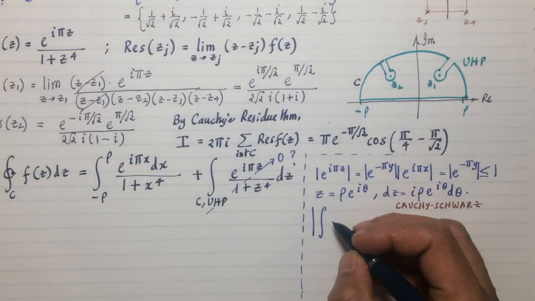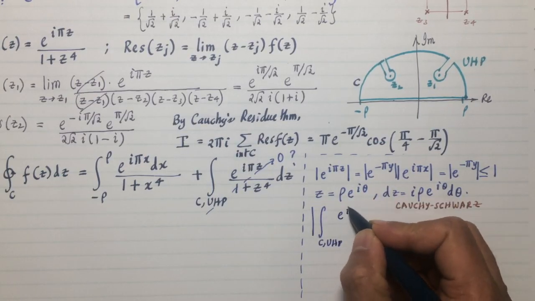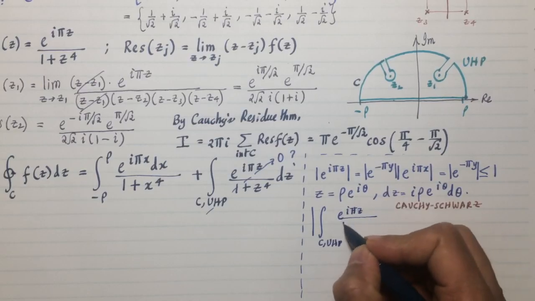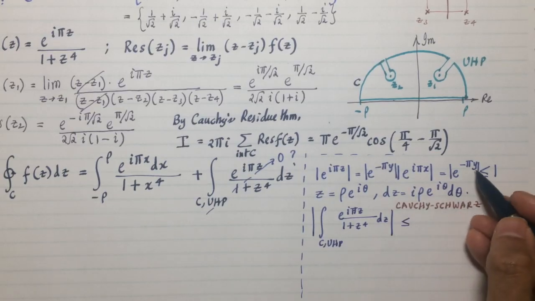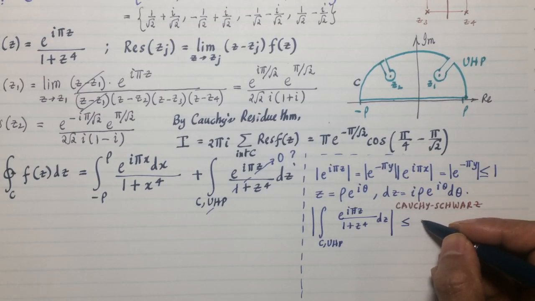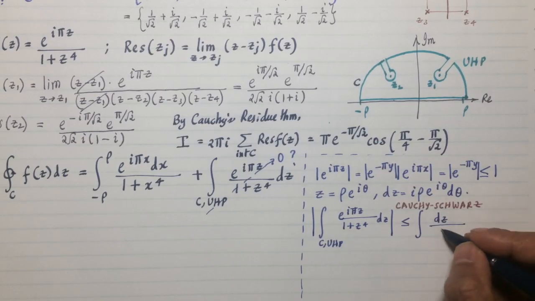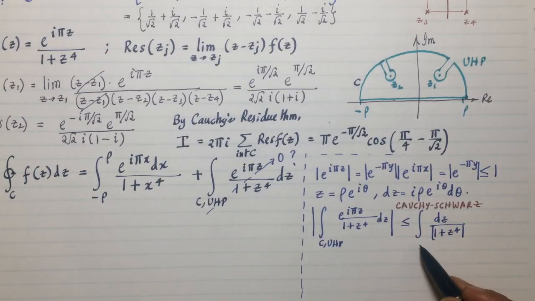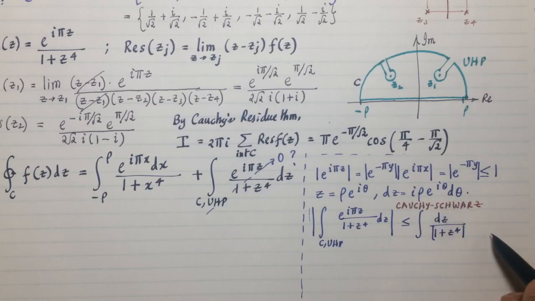How does that work? You estimate this integral, e to the i pi z over 1 plus z to the 4 dz, as being less than or equal to, by this particular calculation, the integral of the absolute value of dz over 1 plus z to the 4. That's what the Cauchy-Schwarz gives us. The absolute value of the integral is less than or equal to the integral of the absolute value. That's called the Cauchy-Schwarz inequality.